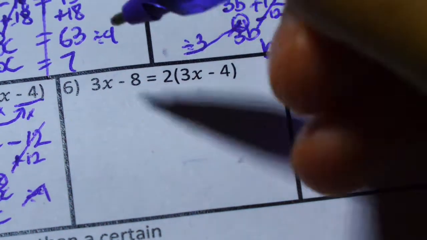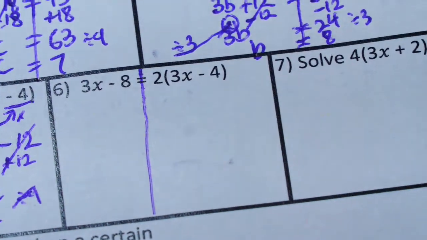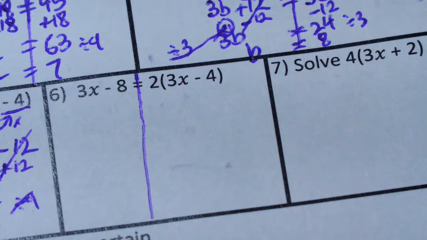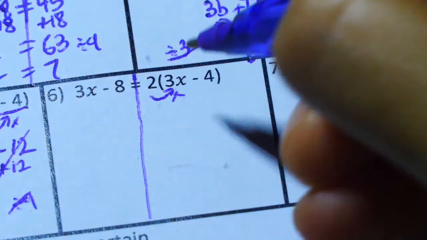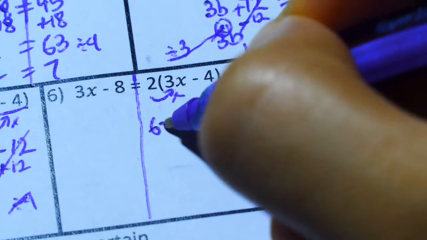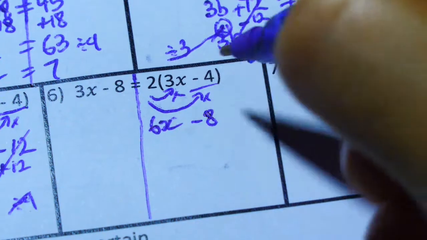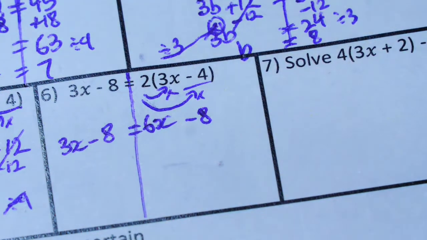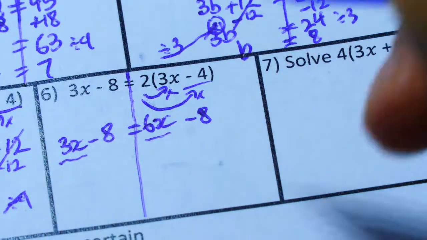Question 6. Where's my equals? My equals is here, so I'm going to put a line to show two sides. So now this is slightly different, but we'll do the same thing on this side. We have brackets, we want to remove the brackets. 2 times 3x, 6x. 2 times minus 4, minus 8. On this side we have 3x minus 8. Okay, now we're asking ourselves, where is the x? Well, we have 3x here and we have 6x here.